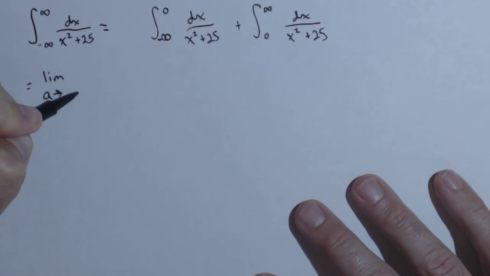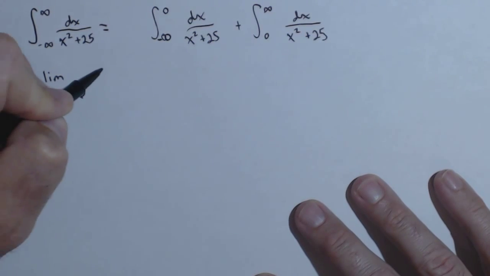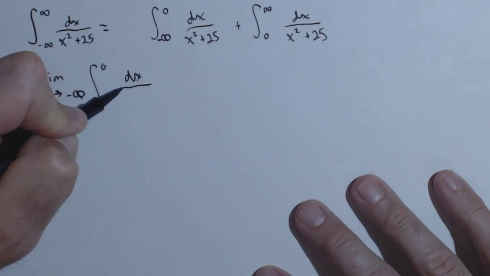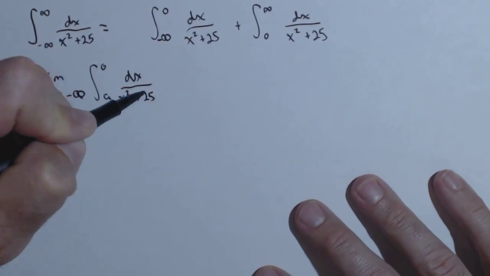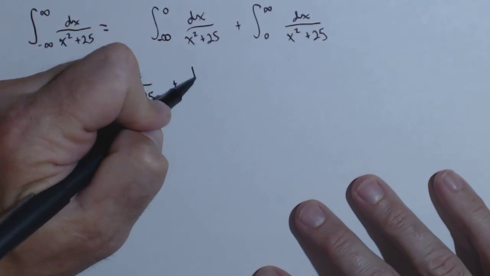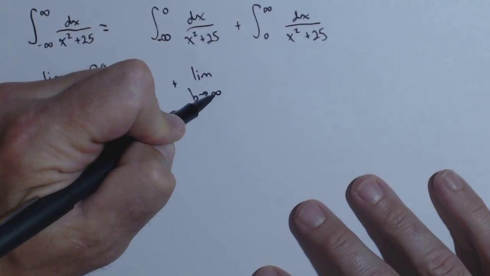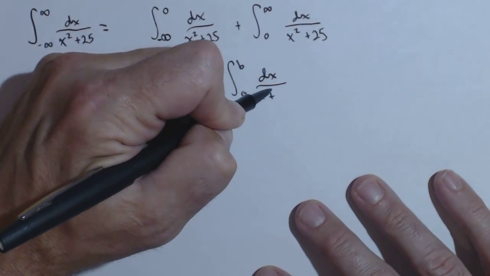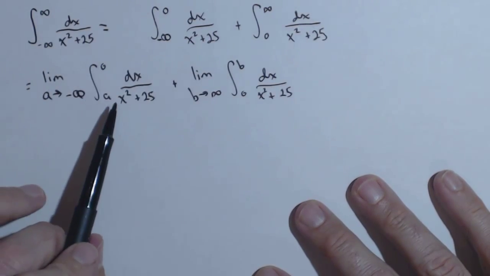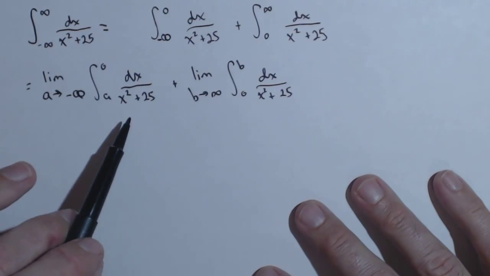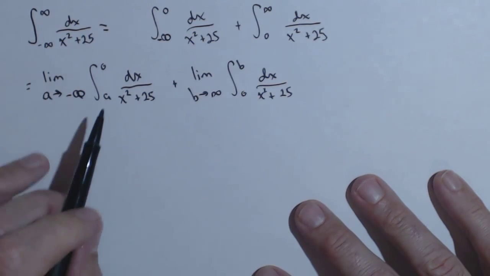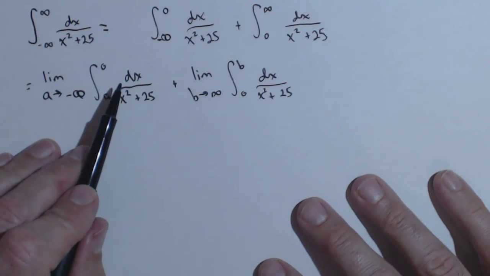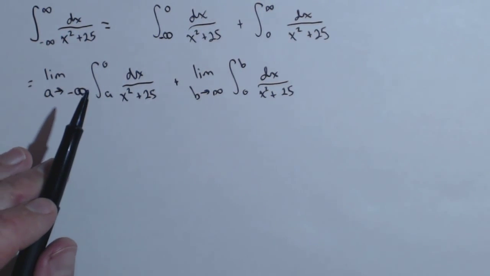So the limit as a goes to negative infinity of the integral from a to 0 of dx over x squared plus 25, plus the limit as b goes to infinity of the integral from 0 to b of dx over x squared plus 25. Okay, now let's talk about finding the antiderivative of dx over x squared plus 25. So one way we might decide to do this is we can actually do it as a u substitution.